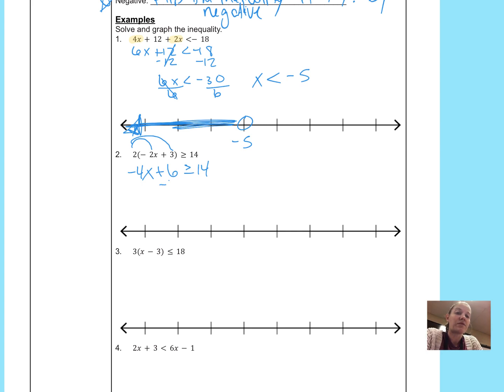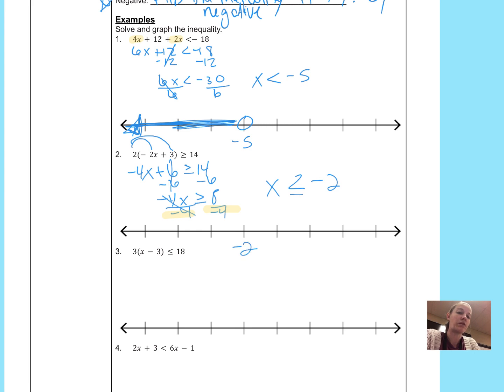Opposite of positive 6 is a minus 6 or a negative 6. That makes 0. A negative 4x greater than or equal to 14 minus 6 would be 8. And then I can divide by negative 4. And then I've got that dividing by a negative step. So then that means I have to flip my inequality. It becomes less than or equal to. And then 8 divided by negative 4 is negative 2.